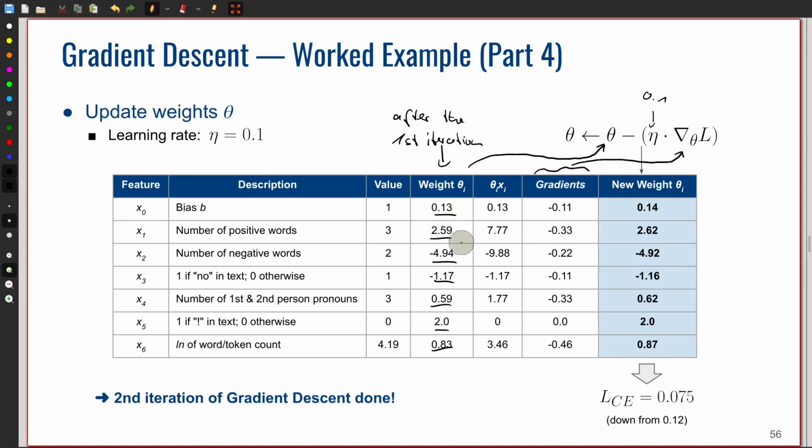And if we would calculate a loss function here, of course, we would see a decreased loss, in this case to 0.075. So this means we just completed the second iteration of gradient descent, and in principle we could go on, and in each step we would lower the loss.